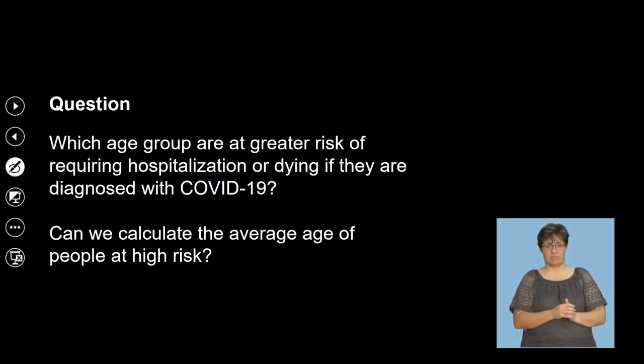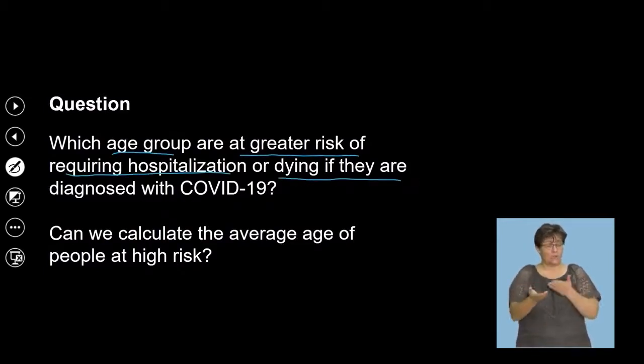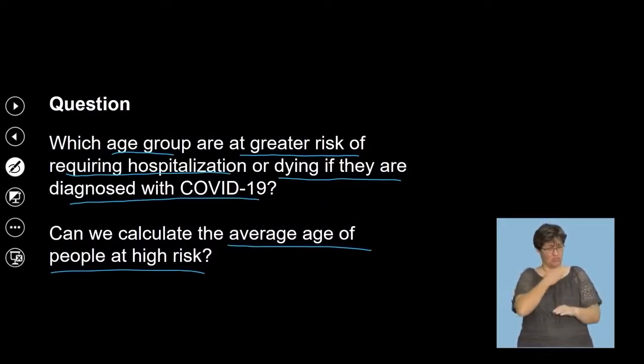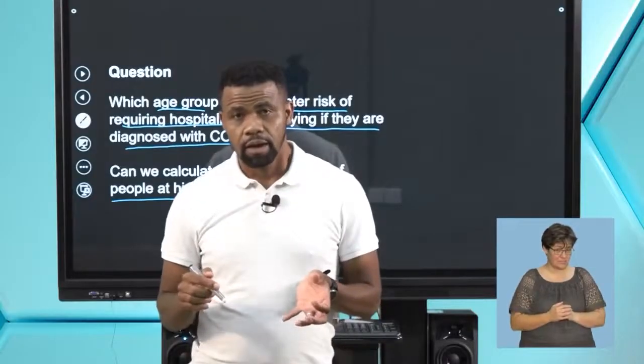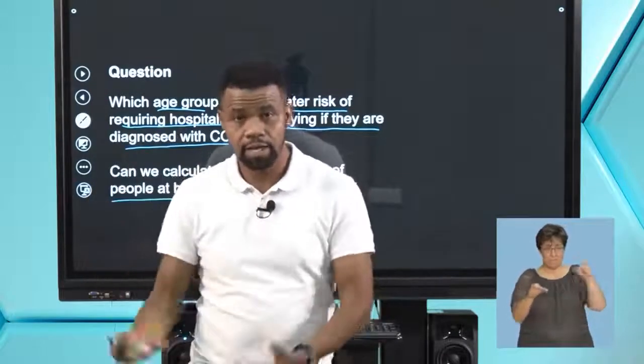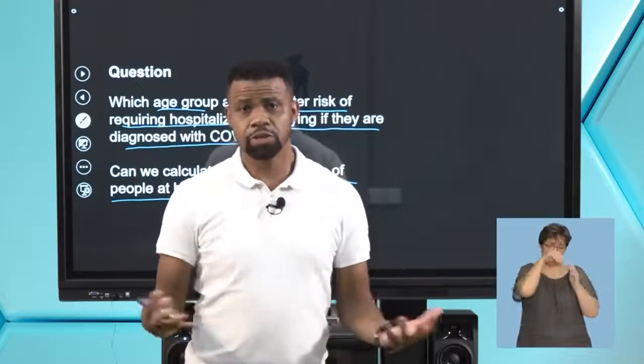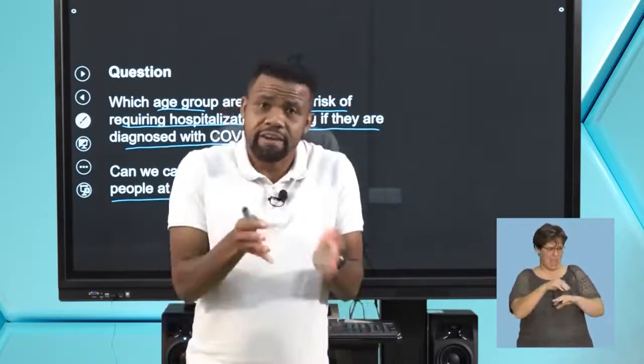Now let's start. Which age group are at greater risk of requiring hospitalization or dying if they are diagnosed with COVID-19? Can we calculate the average age of people at high risk? Can we calculate the people at high risk from dying from COVID-19 or being in hospital? Okay. Let's look at how we can calculate that and then arrive to some conclusion.